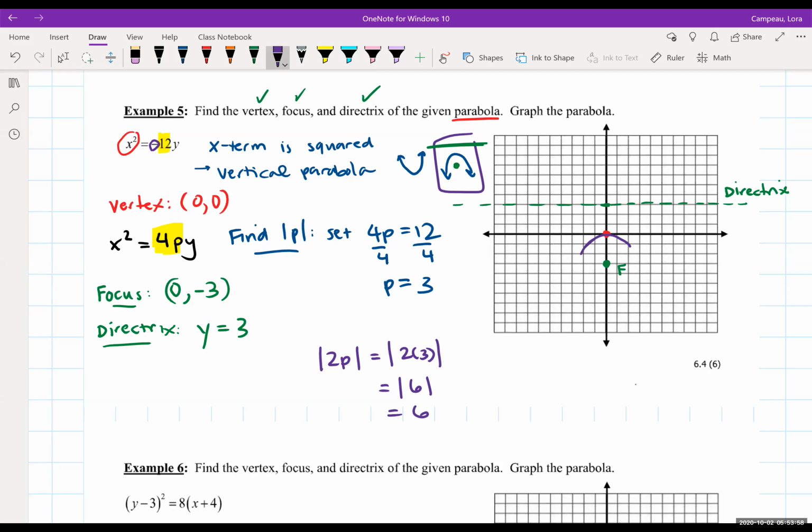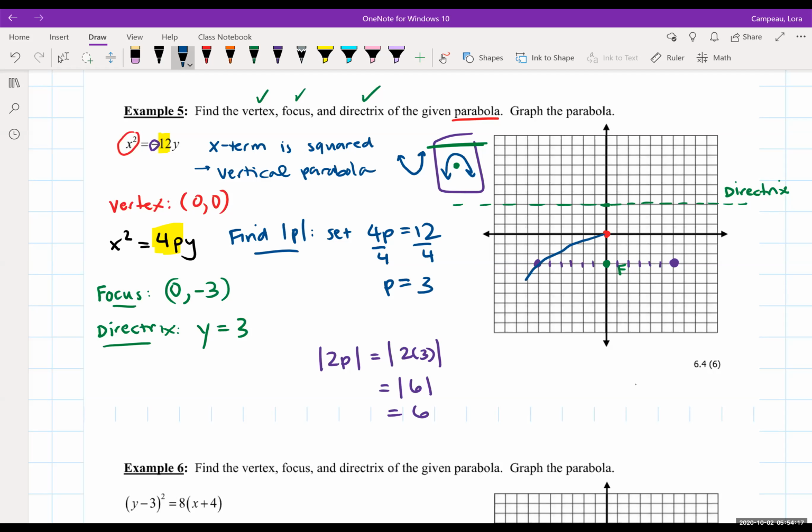So 6 units away. 1, 2, 3, 4, 5, 6, and then go the other way. 1, 2, 3, 4, 5, 6. That's going to give us a better idea of what the parabola looks like. So that means we have a wide parabola.